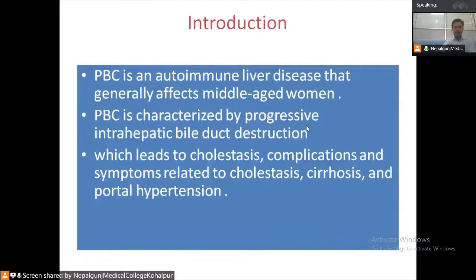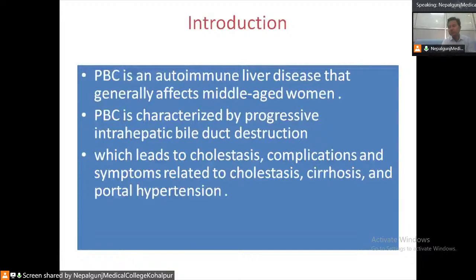Now, introduction. Primary biliary cholangitis is an autoimmune disease, and it basically affects middle-aged women. Women are more affected in autoimmune diseases. Why women are more susceptible to autoimmune disease, I will tell you later. PBC is characterized by progressive intrahepatic bile duct damage. Intrahepatic bile duct, not extrahepatic.